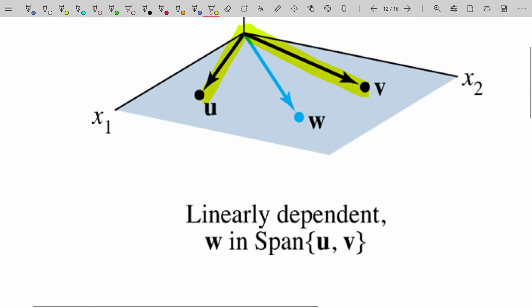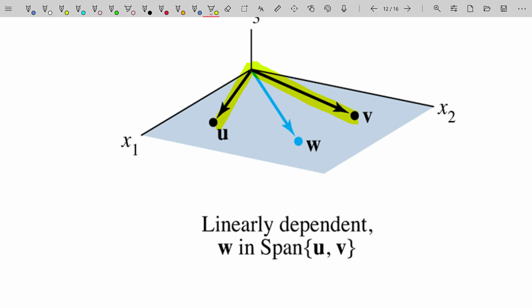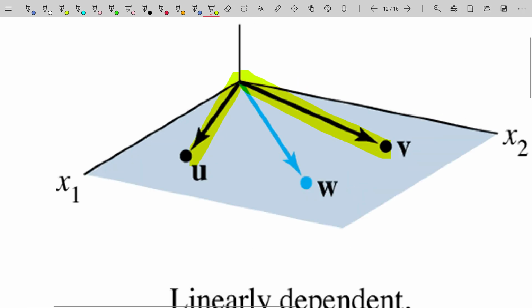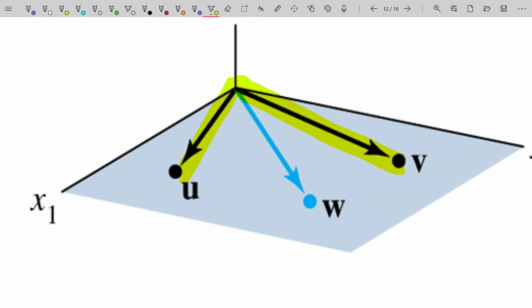So there we go. That's a visual of a linearly dependent set of vectors in R cubed. The set of vectors that's linearly dependent is u, v, and w. And it's dependent because w is in the span of u and v. It is generated by u and v. So there's no need to have included w.